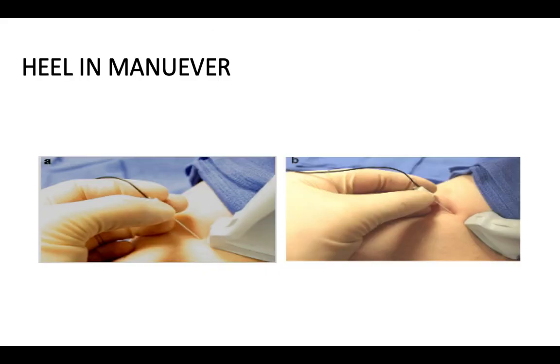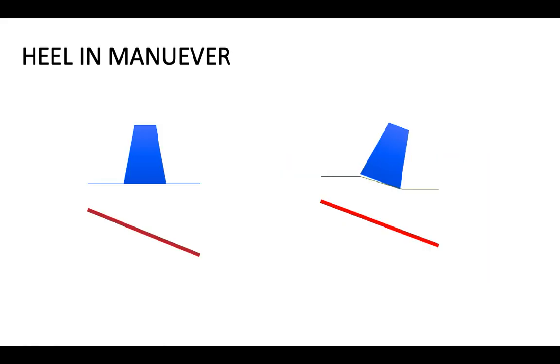Heel-in maneuver is also important, especially in blocks like TAP block. You can press the probe on one side to make it parallel to the needle. Here you can see there is an angle, but if you press the probe, it becomes parallel to the needle, and you can see the needle in a better way. Here this is the heel-in maneuver.